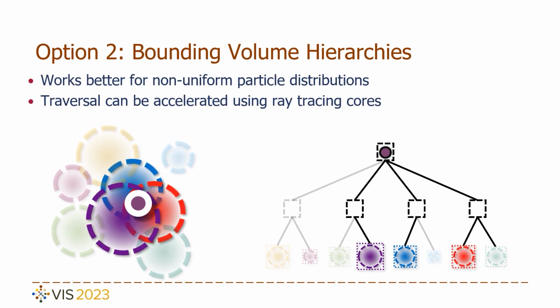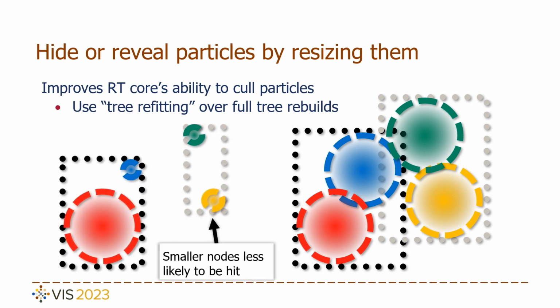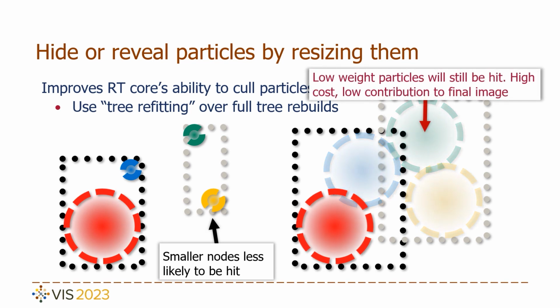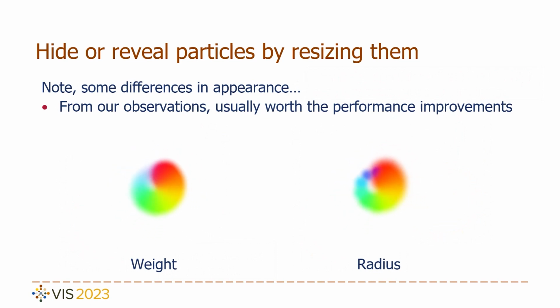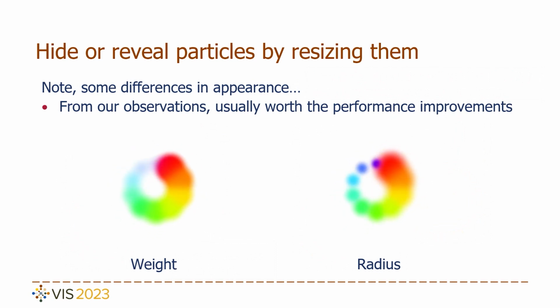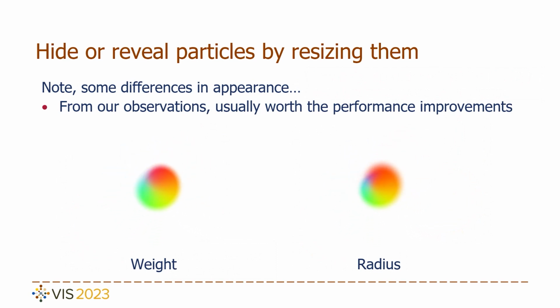These trees work much better for non-uniform distributions, and on modern GPU architectures, we can accelerate this traversal process using ray tracing cores. To hide or reveal particles, we recommend resizing them over modifying their weights, then using tree refitting to update their hierarchy. This improves our query performance because ray tracing cores can cull away more particles. Low-weighted particles retain their size, which means that they're still hit and processed, even though their contributions are lower.